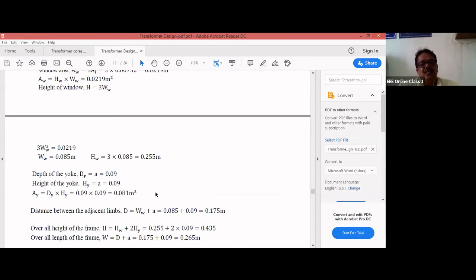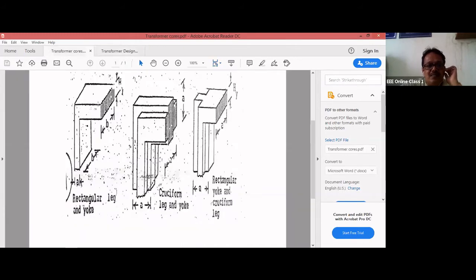So let us calculate the dimension of the yoke. Now depth of the yoke dy, since it is square, will be the same thing. Since it is rectangular here, think of it as a square. So both depth and height will be the same, A and A. Height of the yoke will be A, and depth of the yoke also will be A. This is rectangular, but assume it as a square. Both will be A and A.